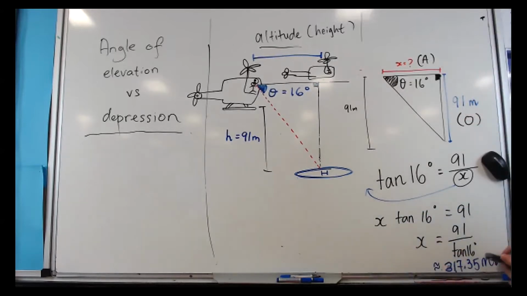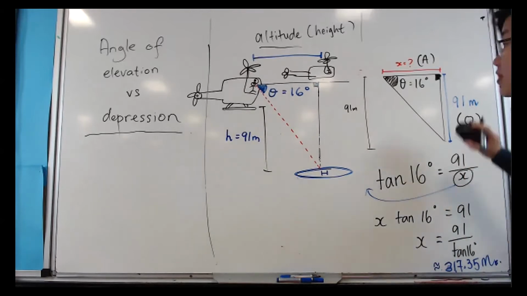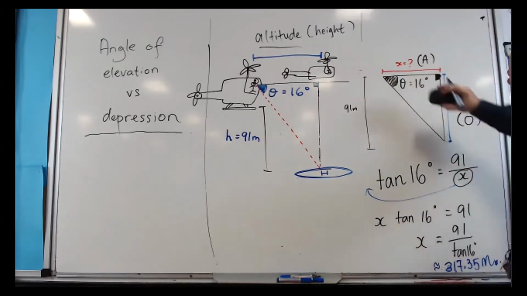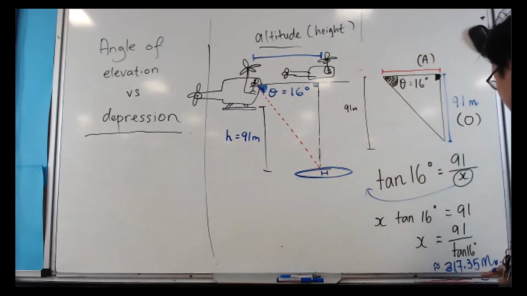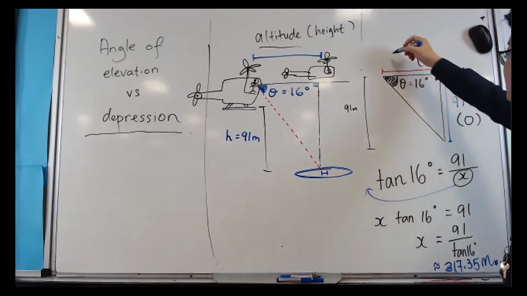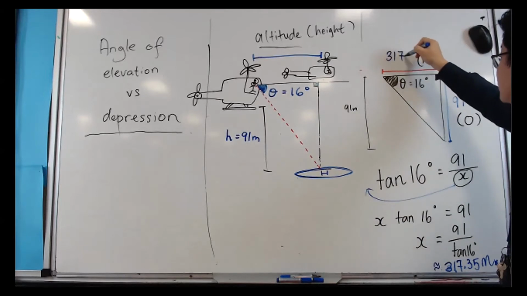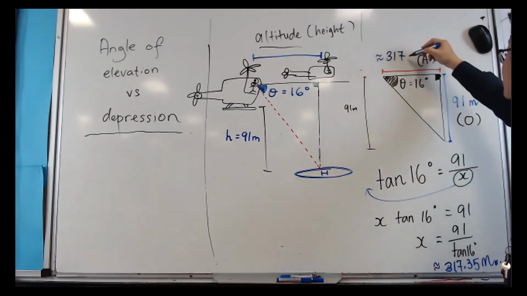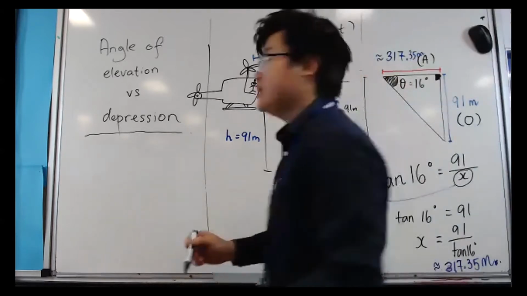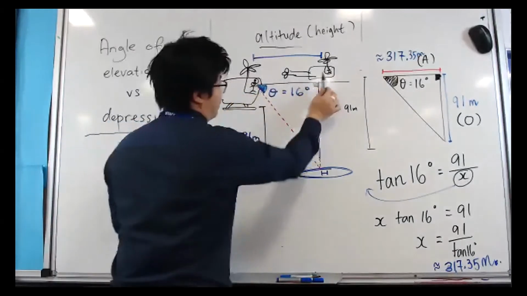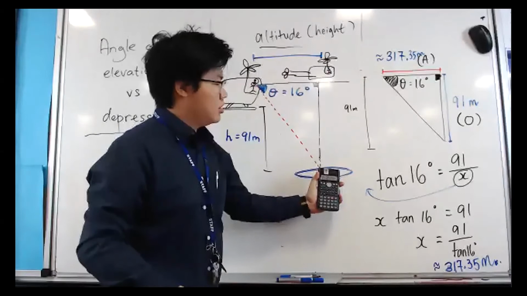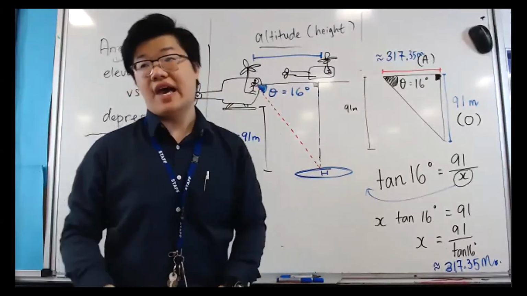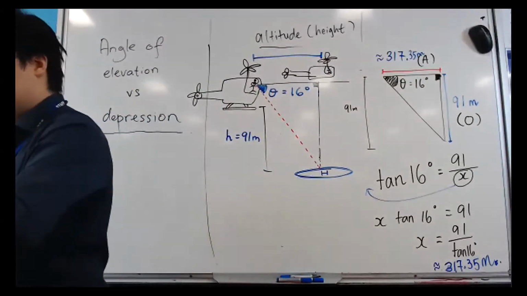Okay? So now remember I've told you before, once you've got the answer, always fit it back in here. It's a good practice. So that means the distance from there to there is approximately 317.35 meters. Okay, so that is the distance that a helicopter has to fly to get directly on top of the helicopter landing pad.